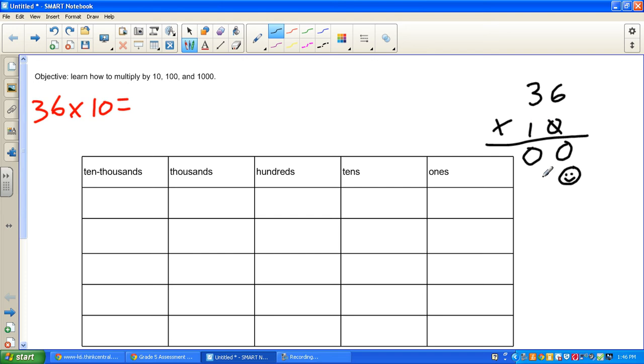1 times 6 is 6. 1 times 3 is 3. Then I have to add all these up. 0 plus 0 is 0. 0 plus 6 is 6. And 3 plus nothing is 3. I have to make my 3 neater. So my answer is 360.